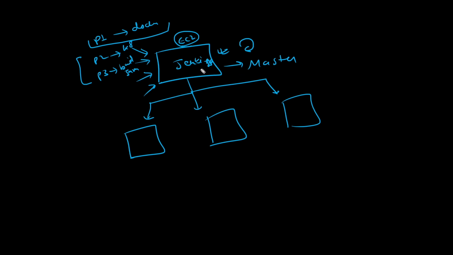So, hence the concept of master and slave comes across. What you can do is create some other EC2 instances, and let's say this is a slave EC2 instance. We call it an agent or a node. And you connect these with Jenkins.